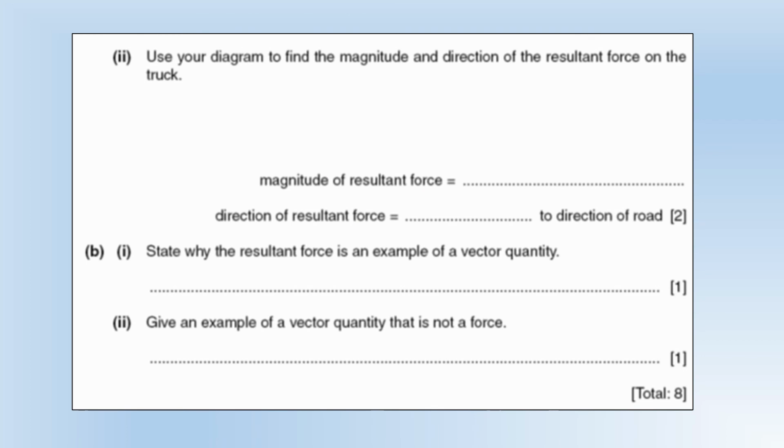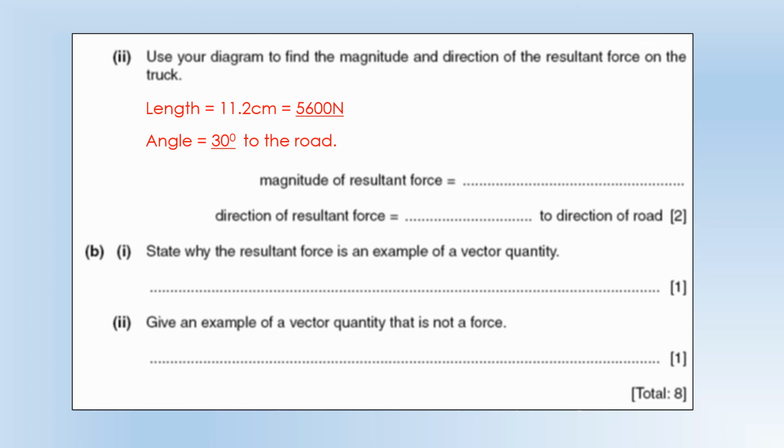Use your diagram to find the magnitude and direction of the resultant force on the truck. You are essentially going to take measurements with a ruler and a protractor. The length of it was 11.2 centimetres, so that's 5,600 newtons, and the angle I measured to be 30 degrees to the road.